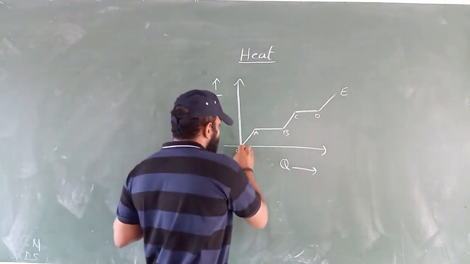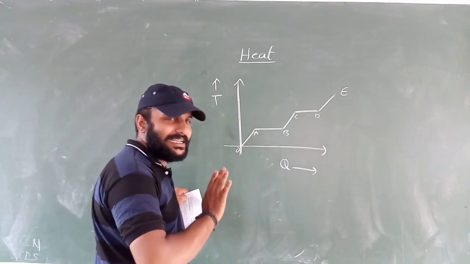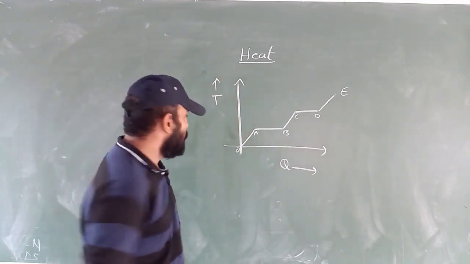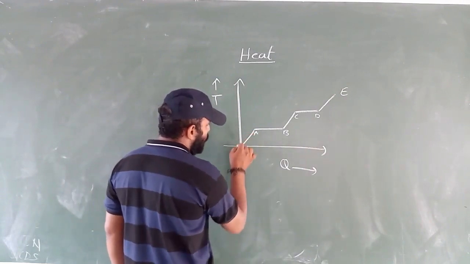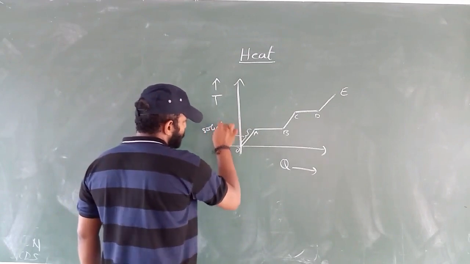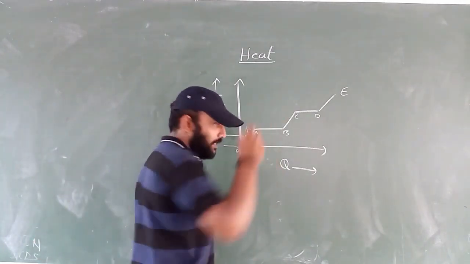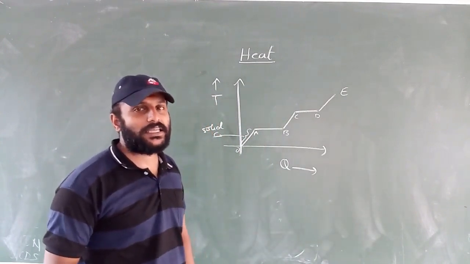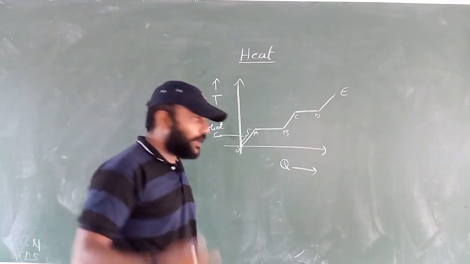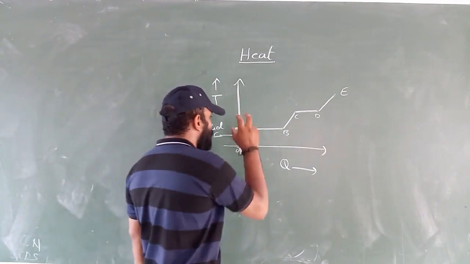Here, from O to A, we are increasing the heat energy, and at the same time we are measuring the temperature. The OA part tells about the solid state, which means the ice cube, below 0 degrees Celsius. So you are heating the ice cube, and the ice goes on melting. This is the solid state.